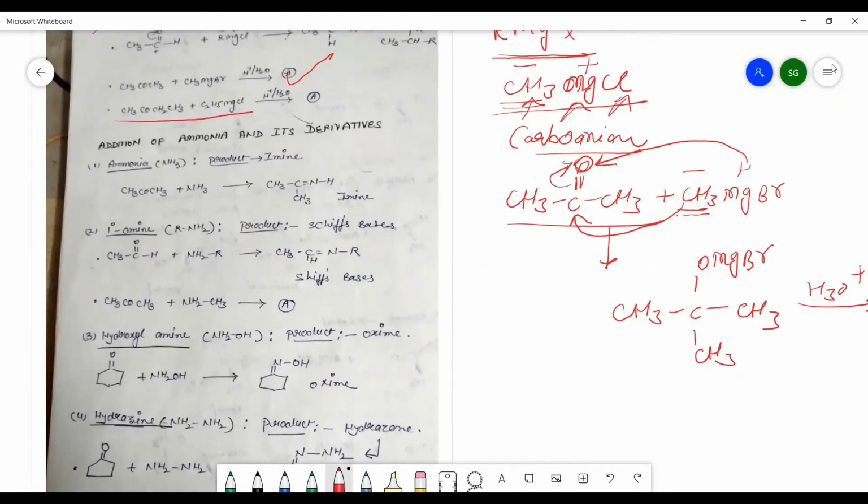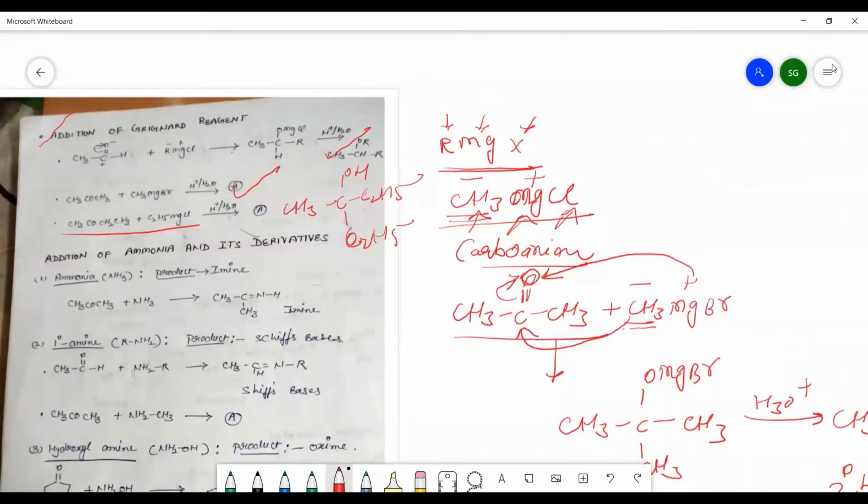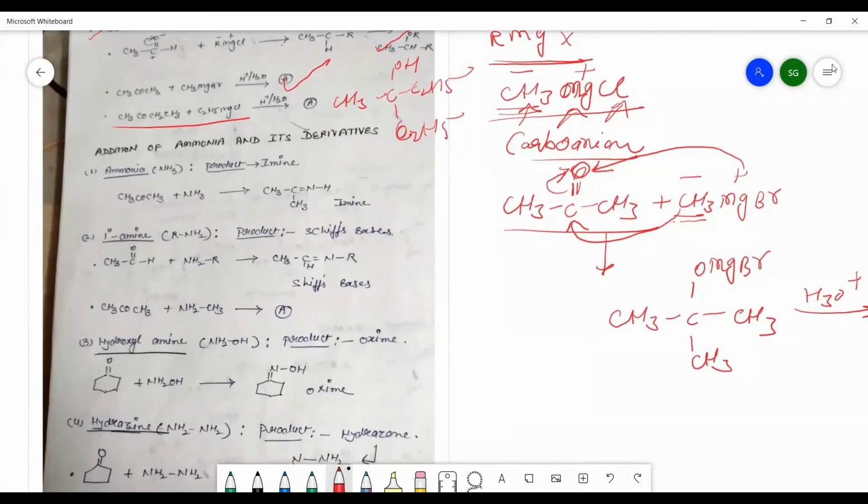If you see this compound, you can see what kind of product will be formed. That will be OH, C2H5 will be attached to this carbon atom and already one ethyl group is present with this carbon atom. Again you will get the tertiary alcohol. So when you take the aldehyde, you will get the secondary alcohol, and when you take the ketone, you will get the tertiary alcohol. It is a very important reaction from the point of view of conversions and completing reactions.